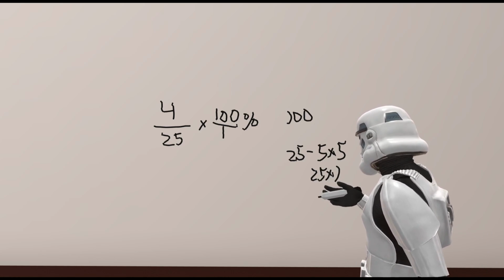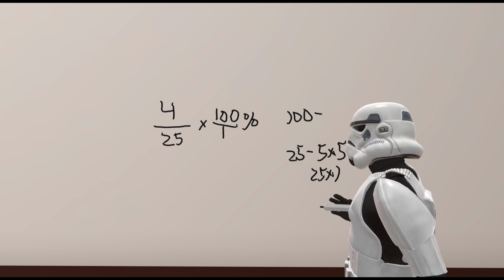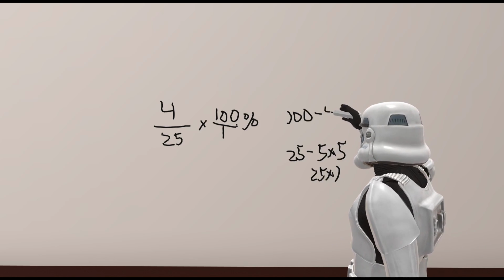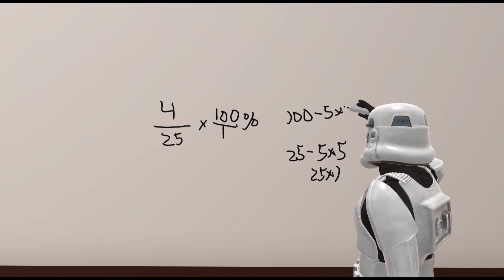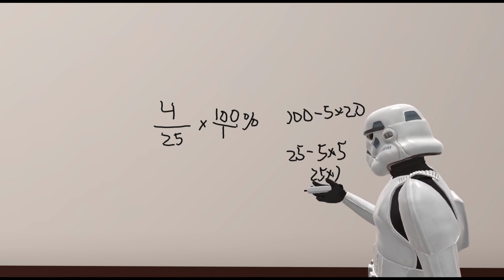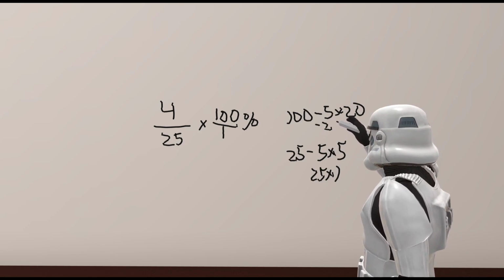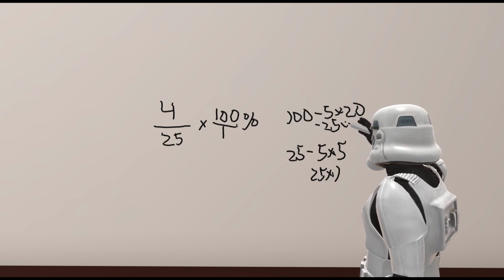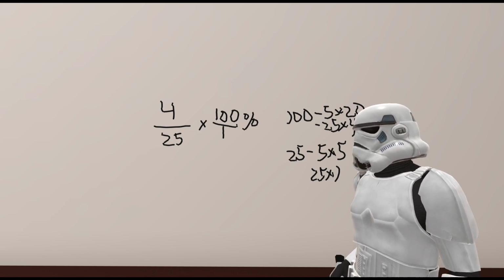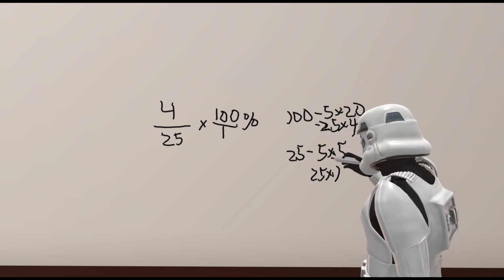Now, we've got 5 and we've got a 25 down here. So does 5 fit into 100? Well, we did that in the previous example. So we have 5 times 20. And can we fit 25 in? 25 times 4. So the highest common factor is this 25 and this 25.